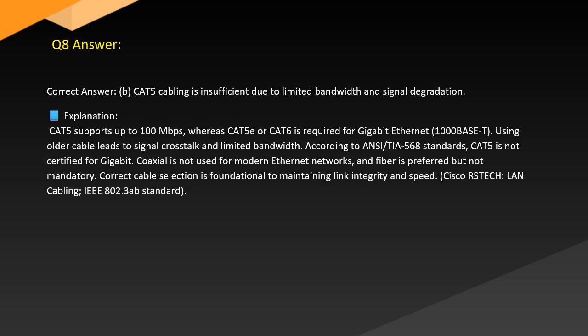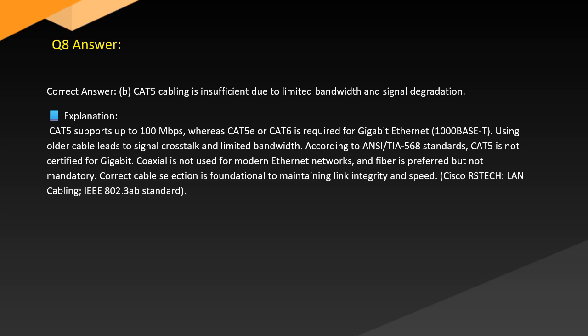Answer. Correct answer, B. Cat5 cabling is insufficient due to limited bandwidth and signal degradation. Blue book explanation. Cat5 supports up to 100 Mbps, whereas Cat5e or Cat6 is required for gigabit Ethernet, 1000BASE-T. Using older cable leads to signal crosstalk or limited bandwidth.